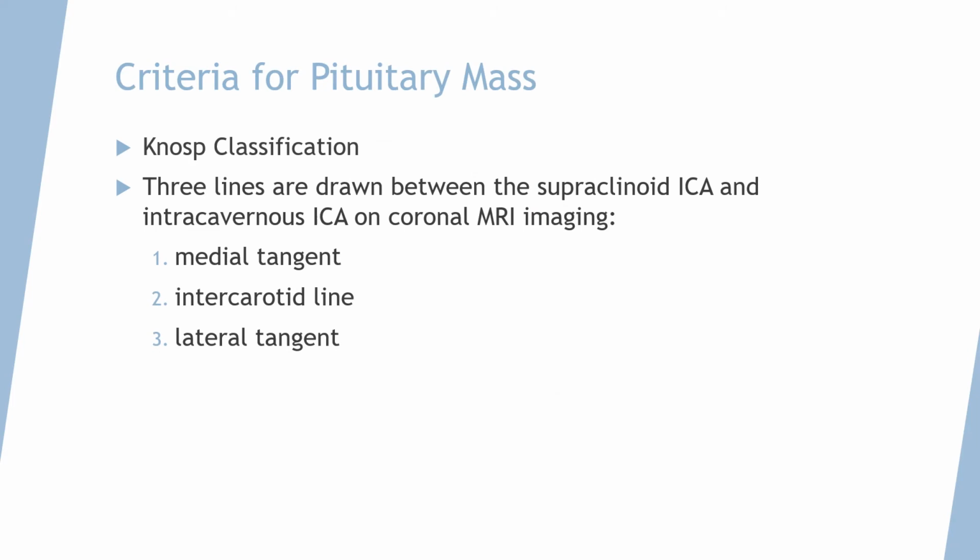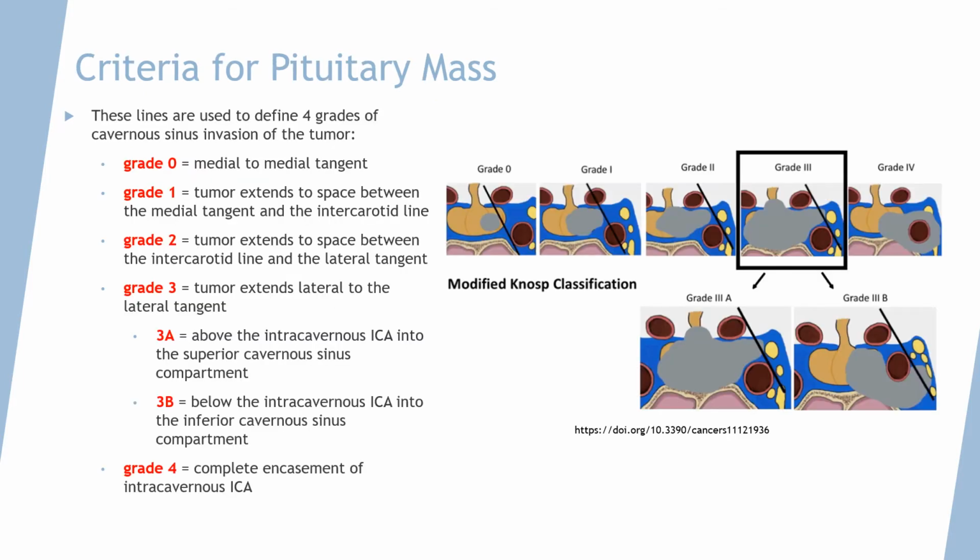A NOSP classification is used for classifying pituitary mass in terms of location. Three lines are drawn between the supraclinoid internal carotid artery and intracavernous internal carotid artery on coronal MRI imaging. And these three lines are medial tangent, intercarotid line, and lateral tangent. So these three lines are used to define the four grades of cavernous sinus invasion of the tumor.